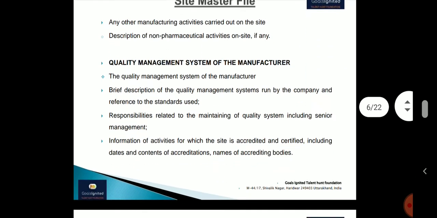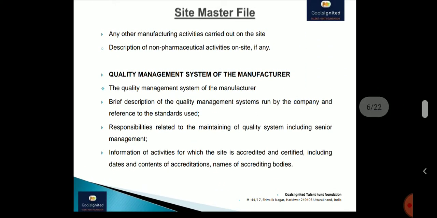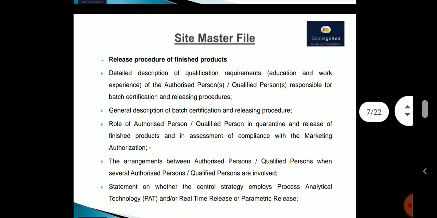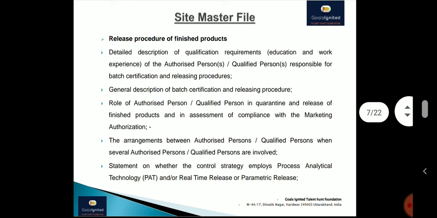Next is the quality management system of the manufacturer. Naturally, the quality policy and other relevant things need to be mentioned in the site master file, along with information on activities for which the site is accredited or certified. The release procedure of the finished product should also be briefly described, including a detailed description of the qualification, requirements, education and work experience of the authorized person or qualified person responsible for batch certification and the release procedure.